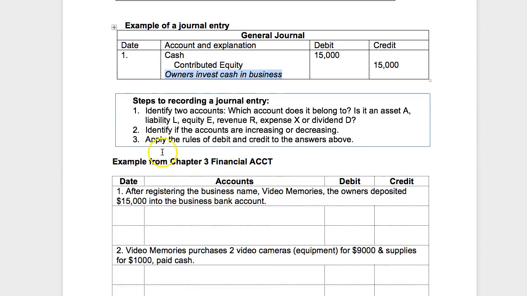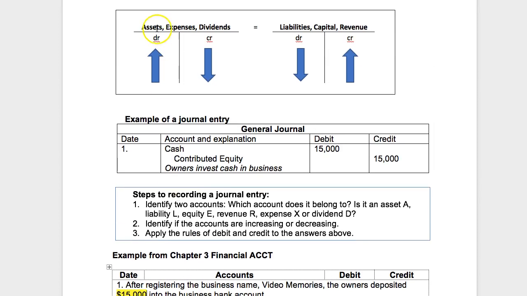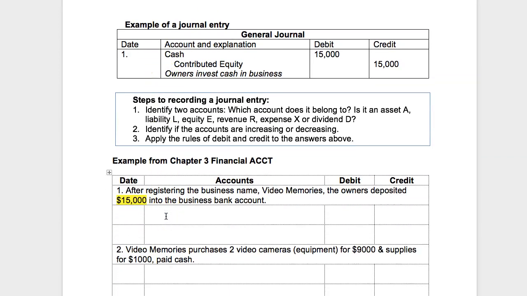I'm going to do this example with you now, and this example comes from chapter 3 of your financial accounting textbook. Number 1, after registering the business name, Video Memories, the owner deposited $15,000 into the business bank account. So first of all, we have $15,000. This is going to be cash increasing in the business. We know cash is a kind of asset, and if the cash is being deposited, this is going to be an increase. So cash will be my debit.